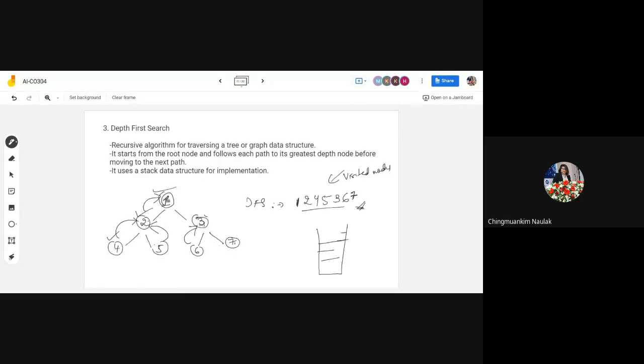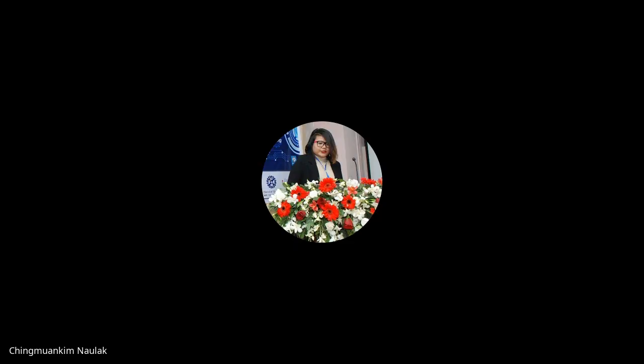First, you start with the root node, that is 1, so you write 1 here in the stack. And then you explore 1. You have adjacent nodes 2 and 3, but in depth first search you explore only one first. So what should we explore? We will explore 2. So you will visit 2. Write 2, 2 is visited.